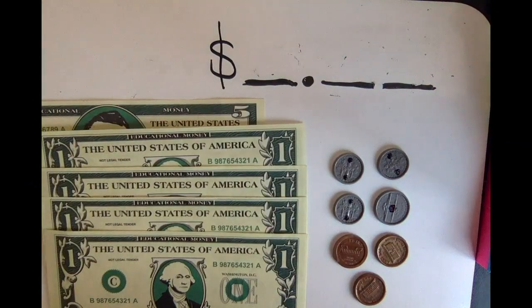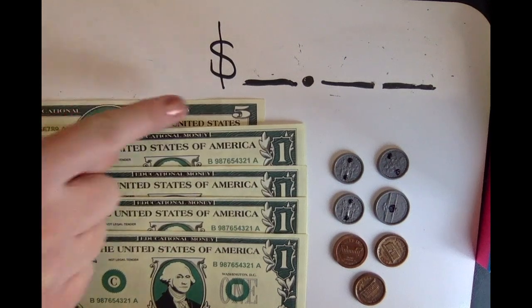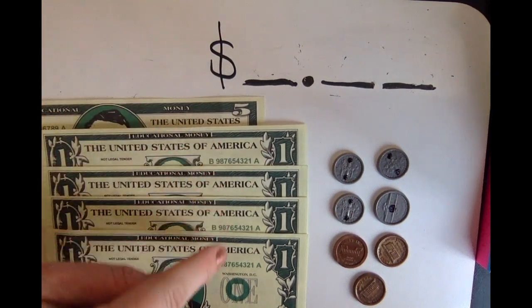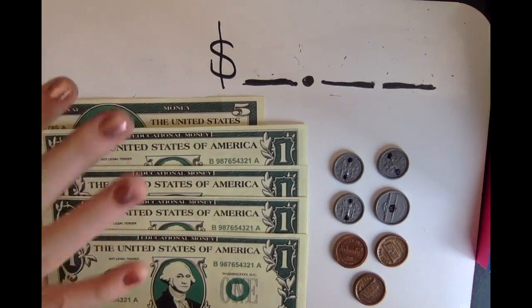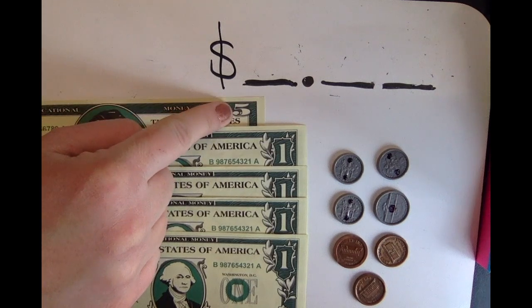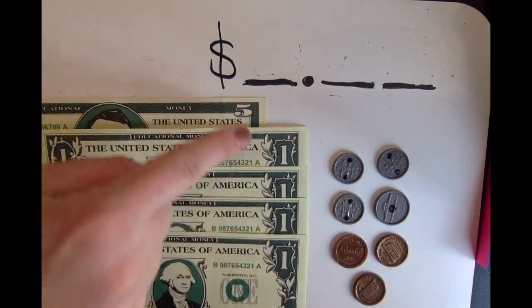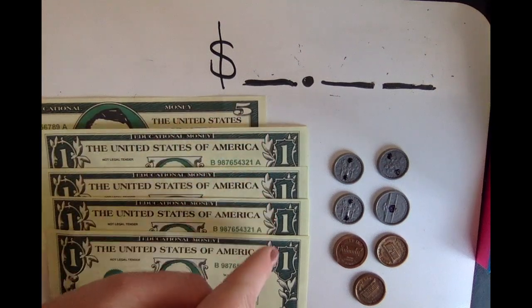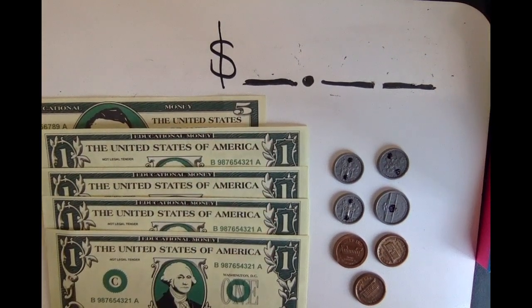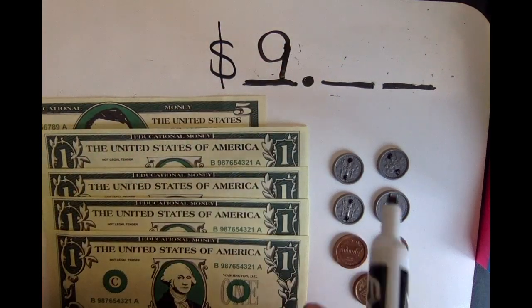Okay, let's try another one. All right, we got our next one ready. So let's look at our bills first. Okay, so we can figure out how many dollars we need to write. Looks like we have a $5 bill, and we have 1, 2, 3, 4 $1 bills. Okay, so we're going to have to count those separately. So we're going to say 5. We're always going to start with our bigger bills. Okay, so 5 is bigger than 1, so we're going to say 5. And then we're going to count up by ones. 5, 6, 7, 8, 9. $9. So we're going to write that right here.